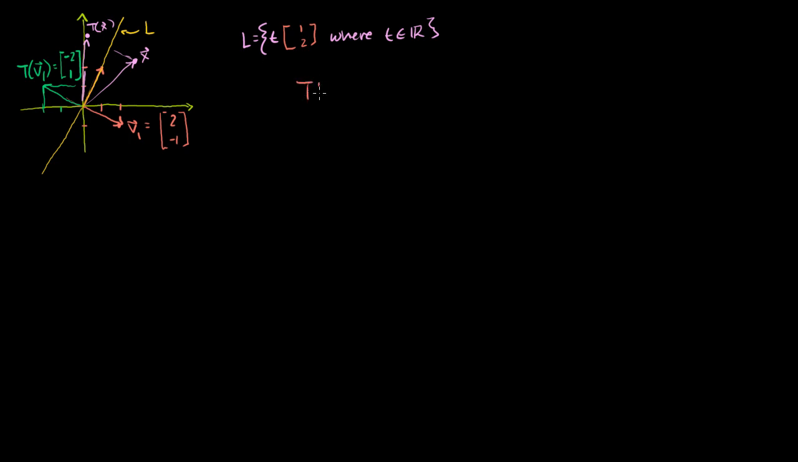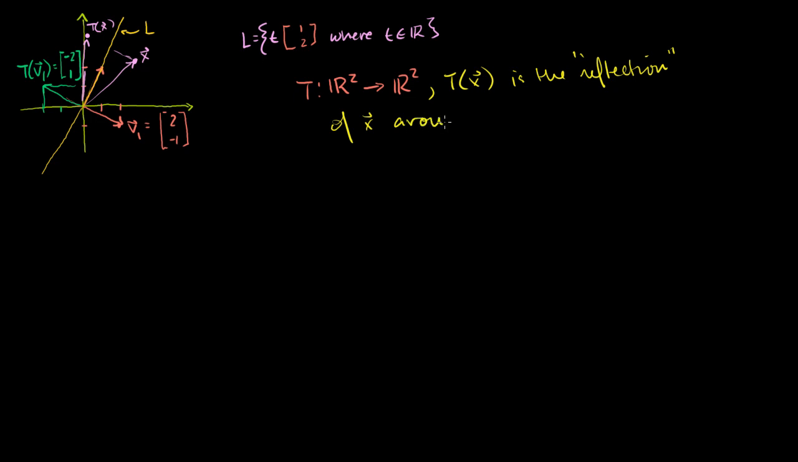So I know I want to define this transformation from R2 to R2. That is a reflection. So the transformation of some vector x is the reflection of x around line L.